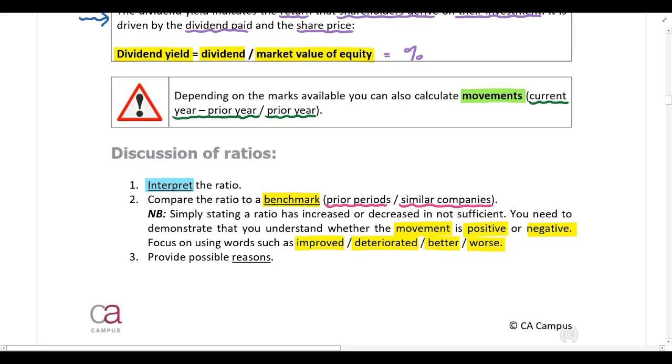Then finally, you are going to give possible reasons. So sometimes you won't be able to give a reason, but if you are able to give a reason for the improvement or a reason for the deterioration in the ratio that you've calculated.